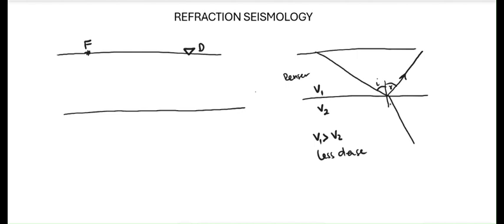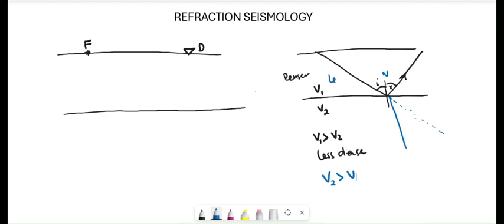In that case, the refracted ray will move towards the normal, and the normal is perpendicular to the boundary, the original path of the ray. So it will move towards the normal. So this is our normal. You get it? Now, in situations where V2 is greater than V1, meaning that this is less dense and this is denser.